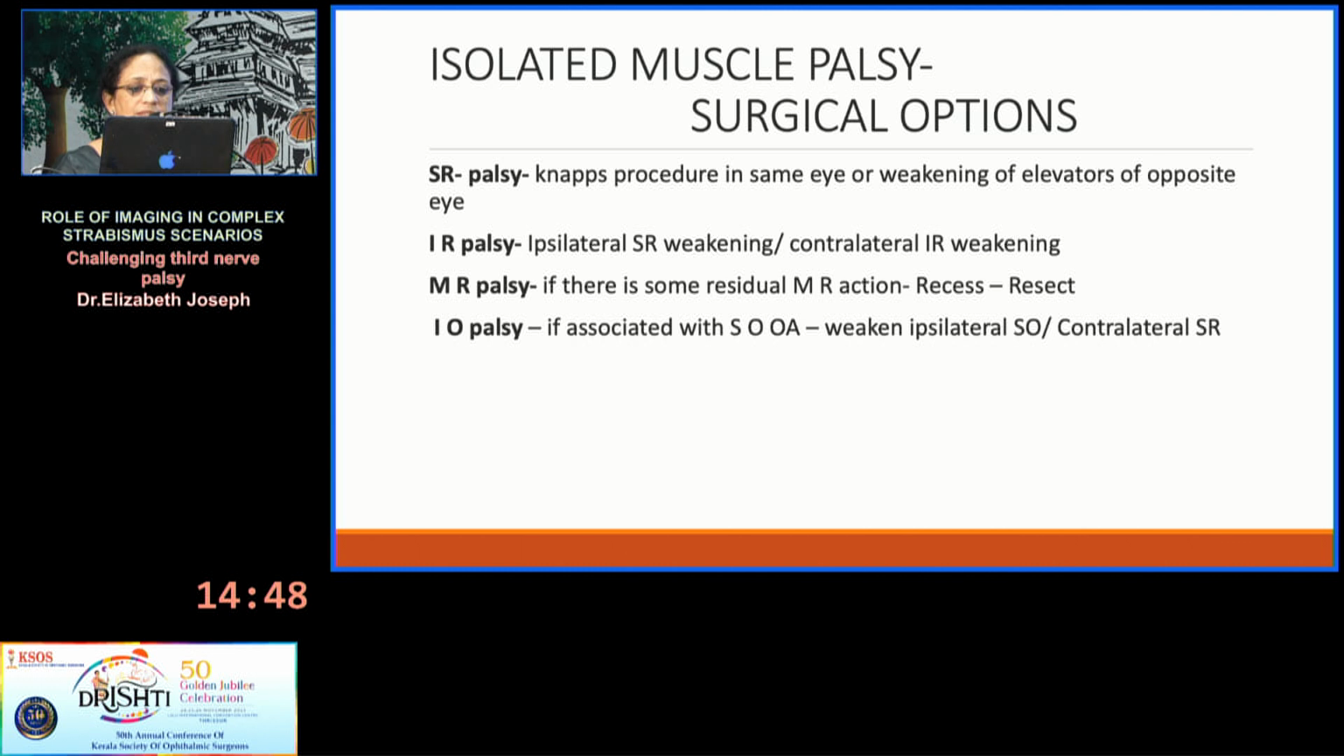In isolated palsies, things are easier. If it is a superior oblique palsy, you can put the two horizontal muscles upwards as in the NAP surgery, or you can weaken the elevators of the opposite eye. In inferior rectus palsy, you can have ipsilateral superior rectus weakening, contralateral inferior rectus weakening. MR palsy, if there is some residual action, recess resect. Inferior oblique palsy, if associated with superior oblique overaction, weaken the ipsilateral superior oblique and contralateral superior rectus.